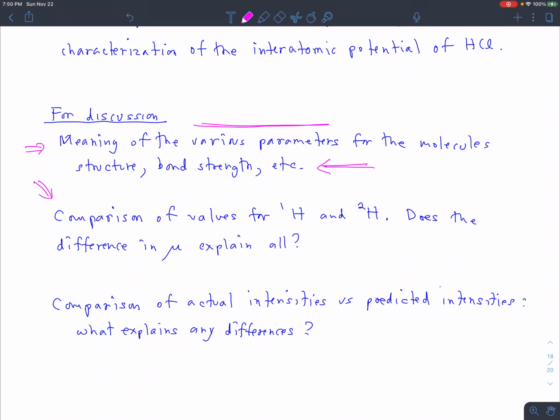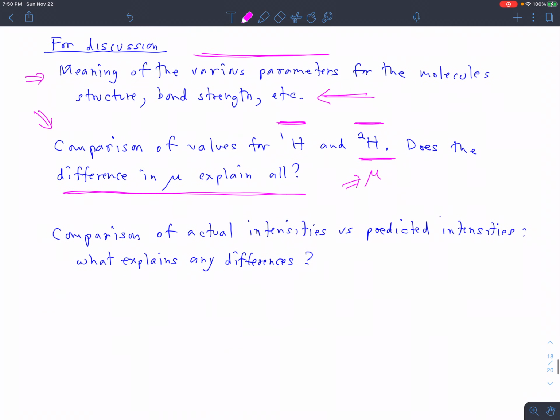You can compare what you get for hydrogen with what you get for deuterium. The only difference between those two really is that the reduced mass is different for the two. And the question is, do the differences you see all agree with just a difference in the reduced mass, or are there some other effects coming in? There actually, I think, are small effects due to the fact that the chemistry is slightly different, beyond just the reduced mass. The chemistry is still a little bit slightly different for DCl than for HCl.